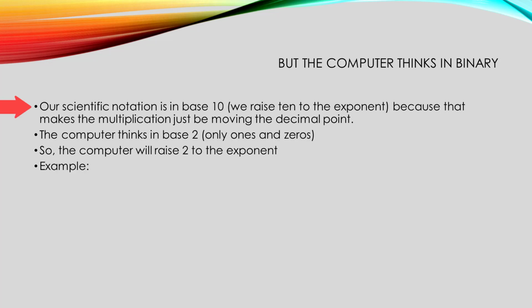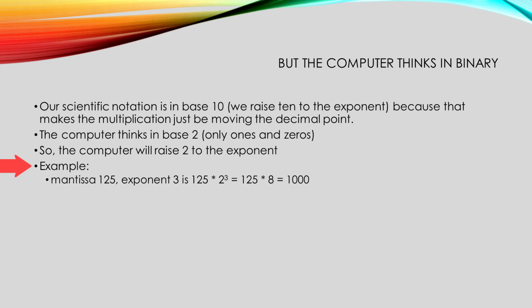When we do scientific notation, we raise 10 to the exponent because that's what moves the decimal point in our numbers. Multiplying by 10 moves the decimal point to the right by 1 position, and dividing by 10 moves the decimal point to the left by 1 position. However, the computer thinks in base 2, so the computer calculates by raising 2 to the exponent. For example, if our mantissa is 125 and the exponent is 3, the number we are representing is 125 times 2 to the third power.